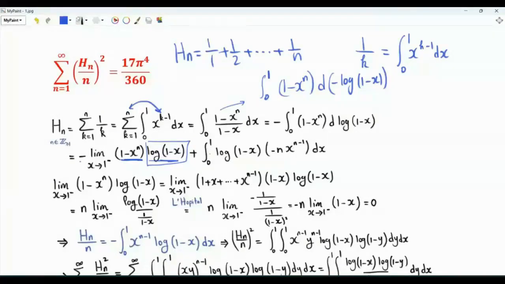The integral will be the integration from 0 to 1, and then we have log(1 minus x). We need to differentiate the other factor. We get minus n x to the power n minus 1 dx. Before proceeding, let's resolve this limit here, and the good news is that it is equal to 0.